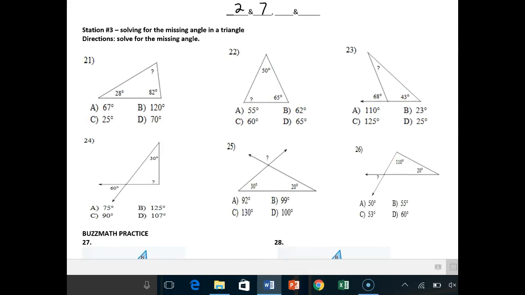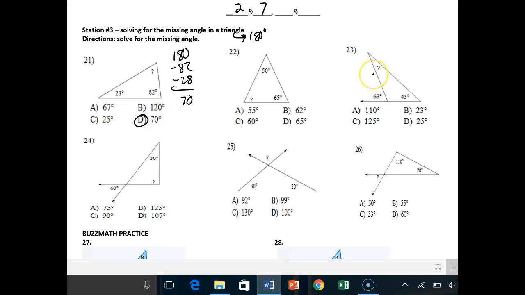To find the missing angles in triangles, we know that triangles add up to 180 degrees, so that's the key thing there. So for like 21, it's just 180. If I gave you 82, and I gave you 28, that's all you have to do. You know they have to add up to 180, so you just subtract what you know. In doing so, you'll get 70, and D is your answer.